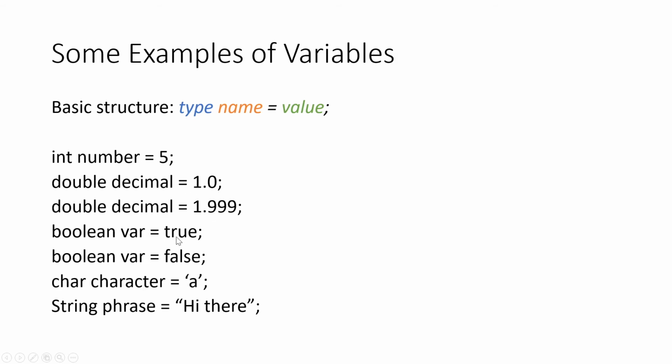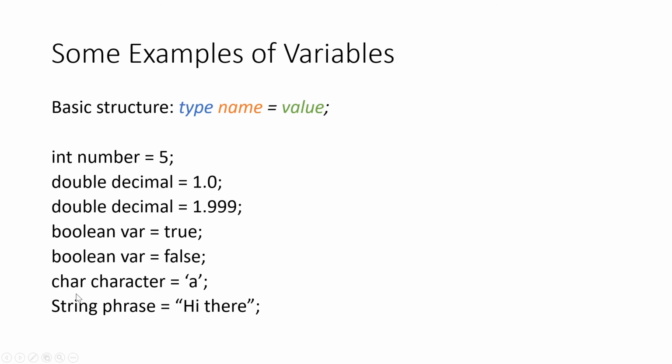boolean var = true; boolean var = false; A boolean variable can only have two values, true or false. That's it, nothing else. And then char character = 'a'; You can only have one character inside. When you input the value, you need single quotation marks. If you put double quotation marks, it will not function.